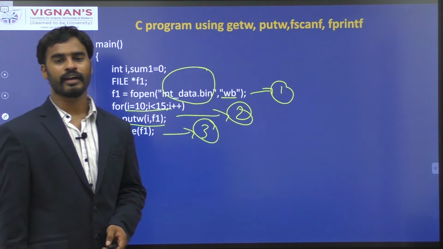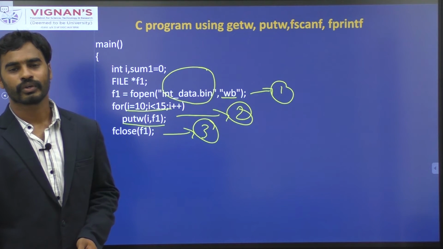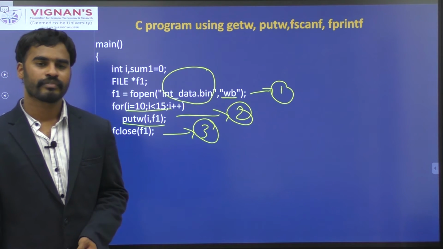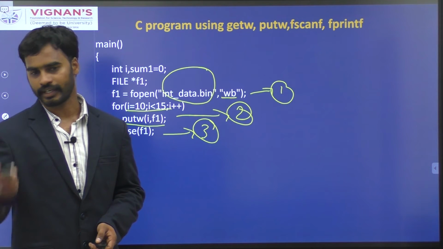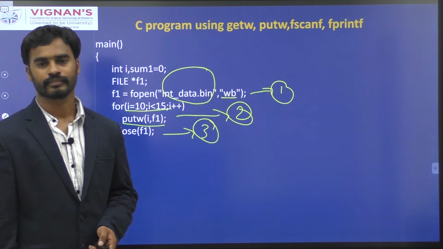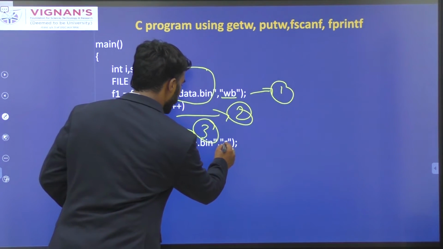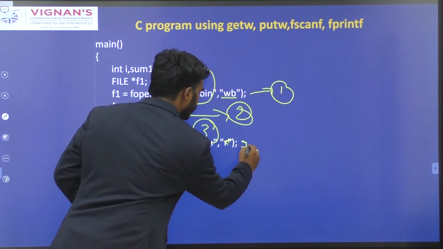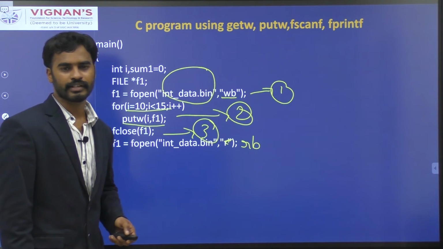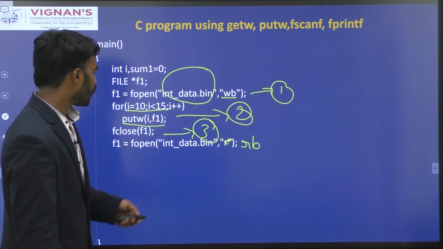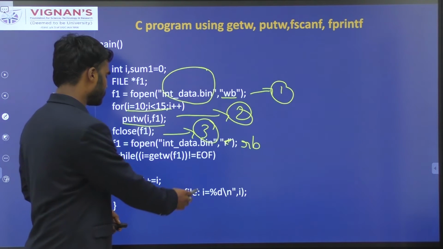To check whether the content is properly written in the file or not, you can open the file and check whether the contents are properly written by reading the data from the file. Open a file in read mode now. So it is RB, it is not R, it is RB, as we are working with the binary files.